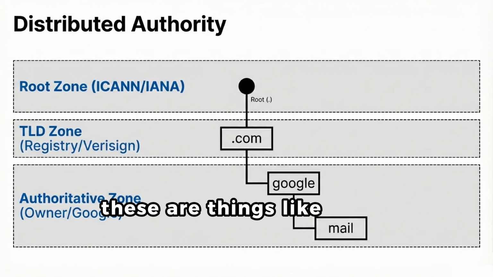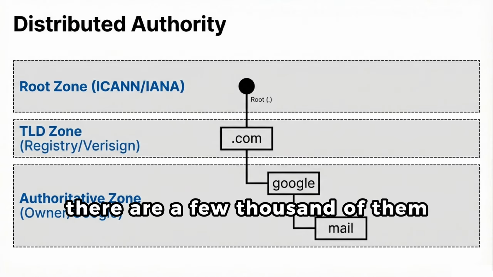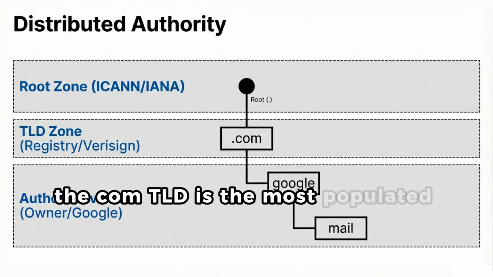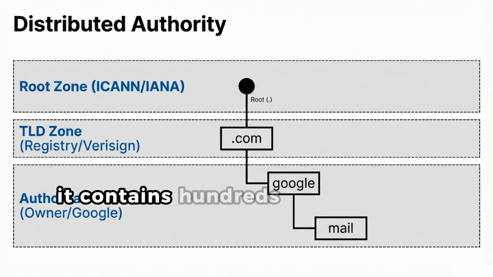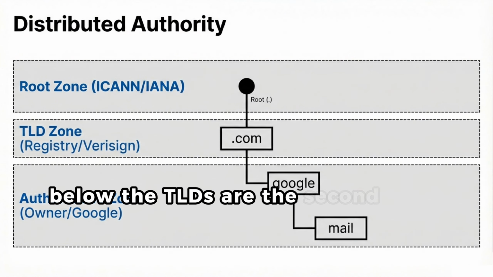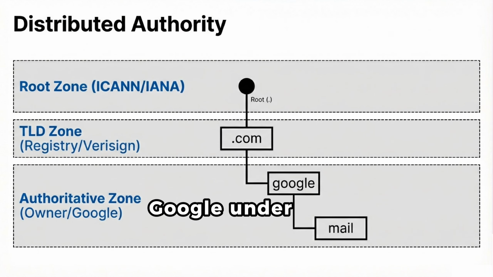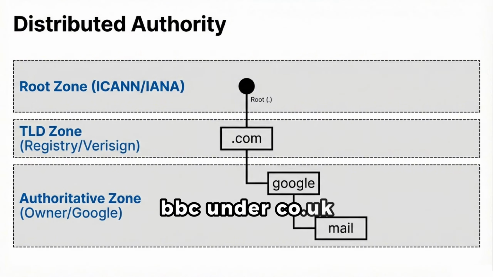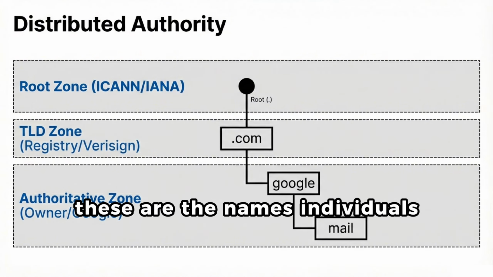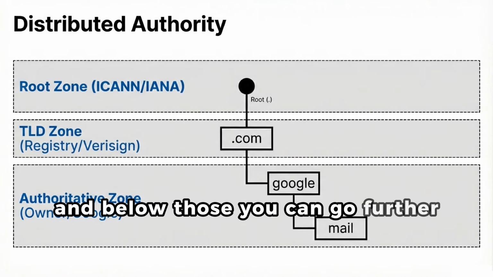These are things like com, org, net, UK, JP, edu. There are a few thousand of them. The com TLD is the most populated by far. It contains hundreds of millions of domain names underneath it. Below the TLDs are the second-level domains, the names you actually register. Google under com, Wikipedia under org, BBC under co.uk. These are the names individuals and organizations own and control. And below those, you can go further, subdomains.